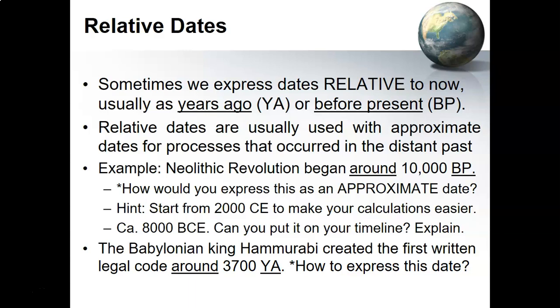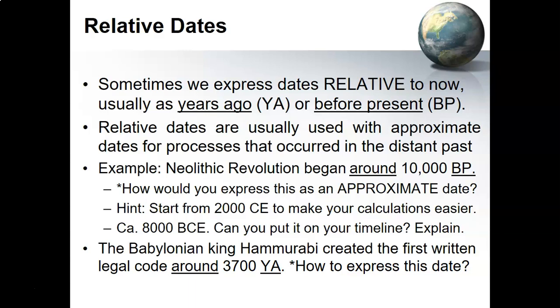Here's another example. Around 3,700 years ago, a king in Mesopotamia, Hammurabi, creates the first written legal code. The first time anybody actually wrote down the laws that we have actual physical evidence of, I should say. But we're not exactly sure when it was. The physical evidence still remains. We don't know exactly when it was created. So it's around 3,700 years ago. It's approximate, so we're going to use circa, but it's relative because it's expressed as years ago.